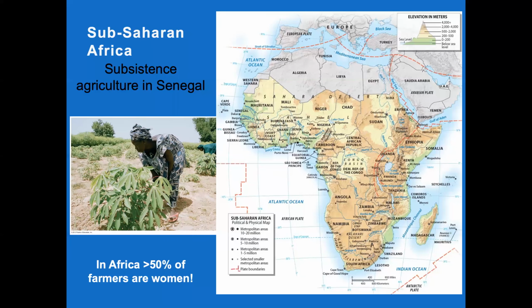Subsistence agriculture is still a big deal, and that is the agriculture that you perform in order to basically just feed yourself. And in Africa, an interesting fact is that greater than 50% of all farmers are female. That's very different than European-based countries, than the United States or Canada, or even in Latin America for that matter.